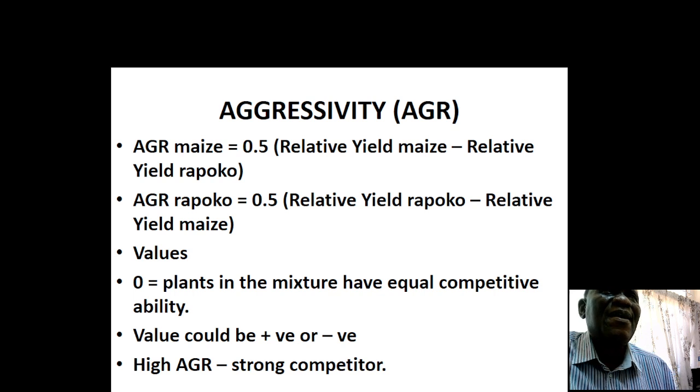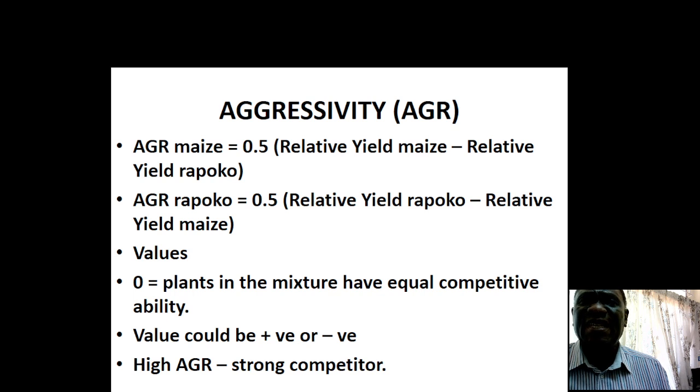The other parameter is known as aggressivity, AGR. Now AGR for maize is 0.5, or in brackets, relative yield of maize minus relative yield of rapoko. AGR of rapoko, it's 0.5, or in brackets, relative yield of rapoko minus relative yield of maize.